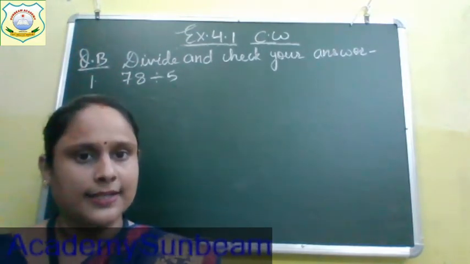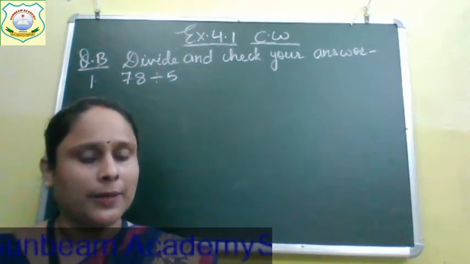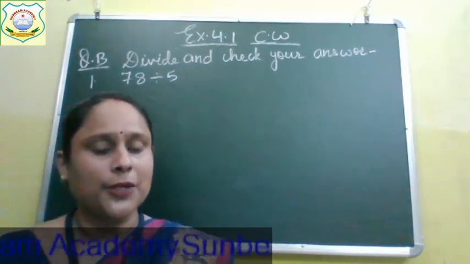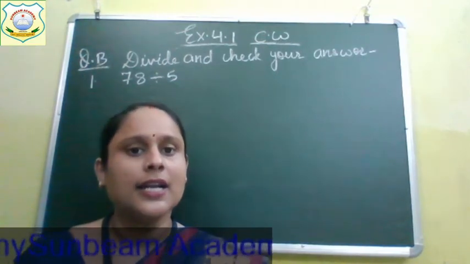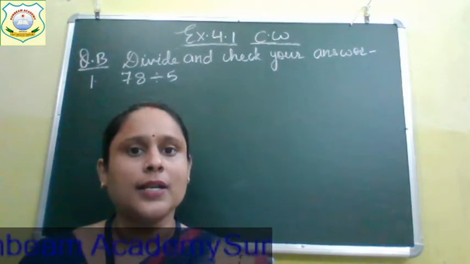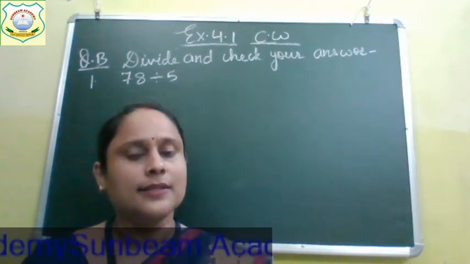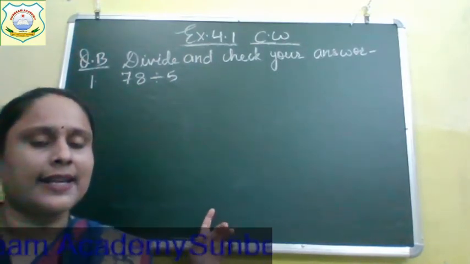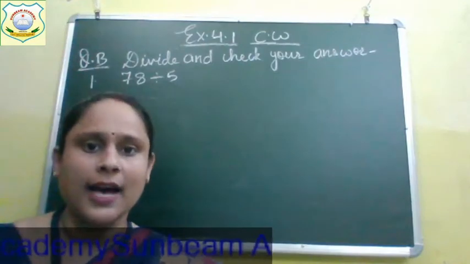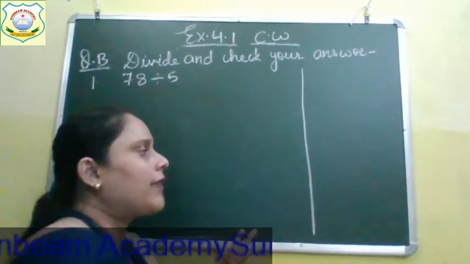Dividend is equal to quotient into divisor plus remainder. Okay, so let's divide 78 by 5 and then we will check the answer. Children, before dividing, what will we do?